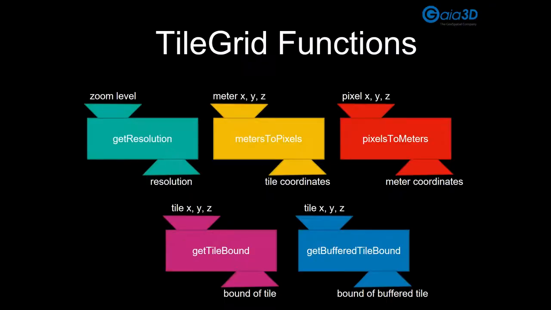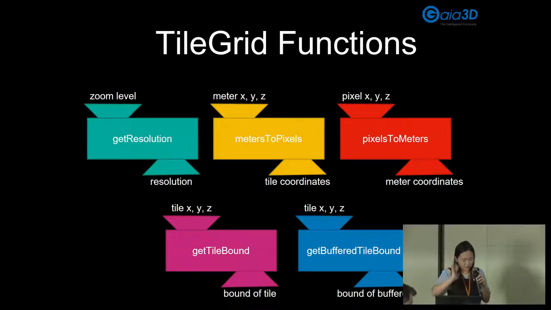Okay. These are the tile grid functions. Calculate the resolution of a target zoom level. Calculate the coordinate in meters from the tile XYZ. Calculate meter coordinate from the pixel XYZ. Calculate the boundary of the tile XYZ in meters, and calculate the boundary of the buffered tile XYZ in meters.